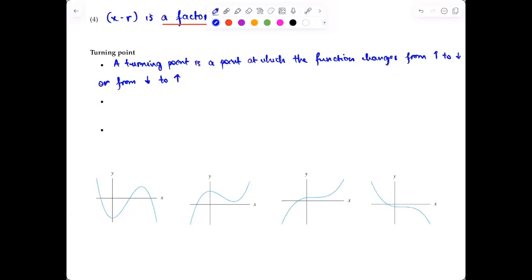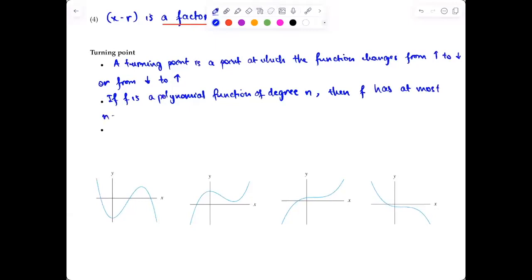So the second bullet says that if f is a polynomial function of degree n, then f has at most n minus 1 turning points.